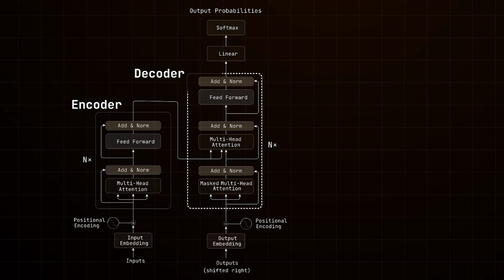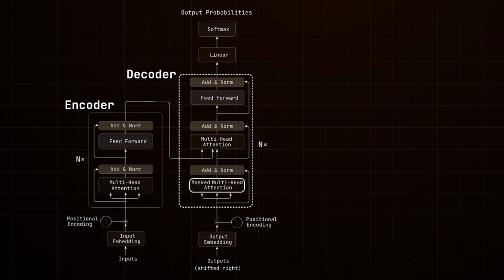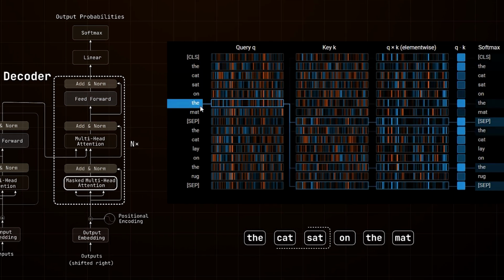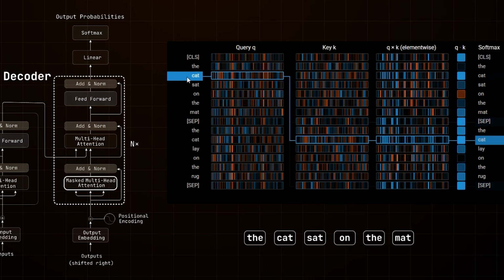Step 3. Decoder processing. The decoder works similarly to the encoder, but introduces one big difference: masked multi-head attention. This ensures the model only sees past tokens, preventing it from cheating by looking ahead. That's the model blocking future words from influencing predictions.